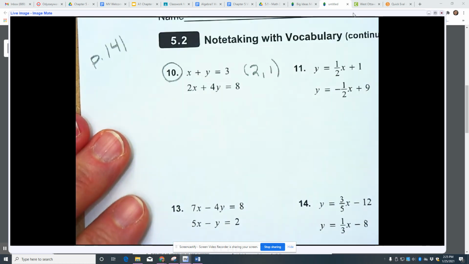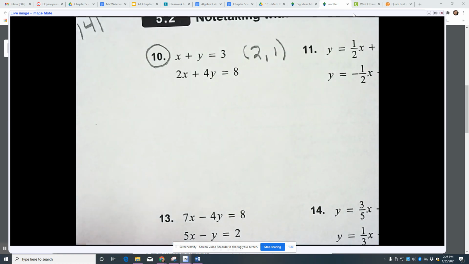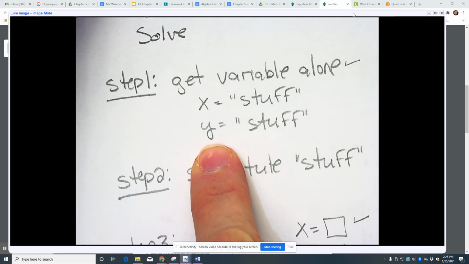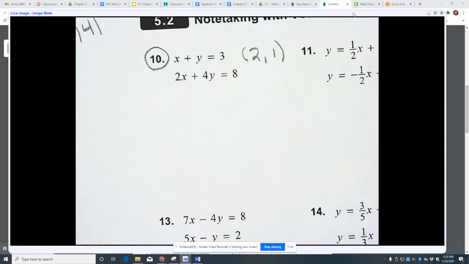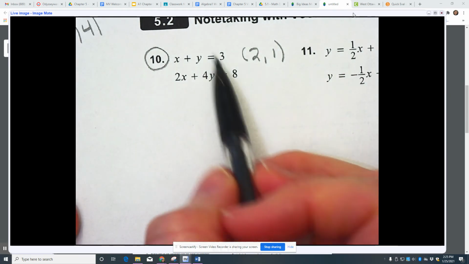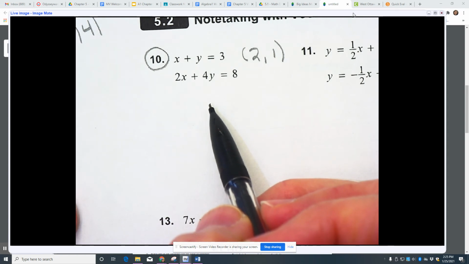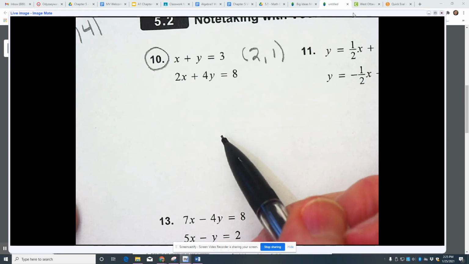And I want to look at 10 because if you look at 10, you'll notice it doesn't have that step 1 done for us, this step where x or y are by themselves. So this is the first time we actually have to do step 1, where we have to get x or y by themselves. So when you look at these equations and you say, x and y are not by themselves, I need to do that. There's an easy one to get by itself.